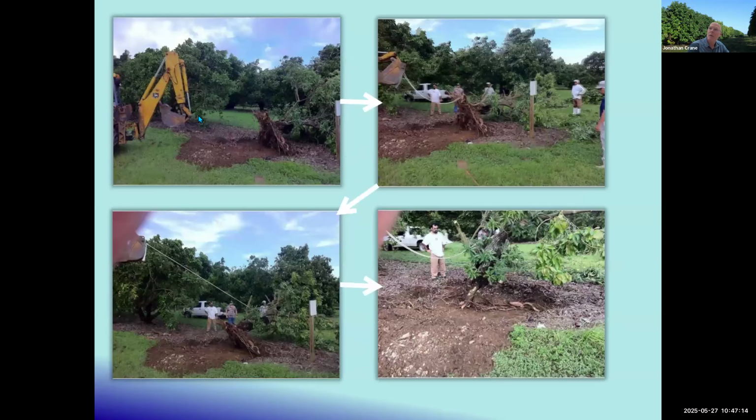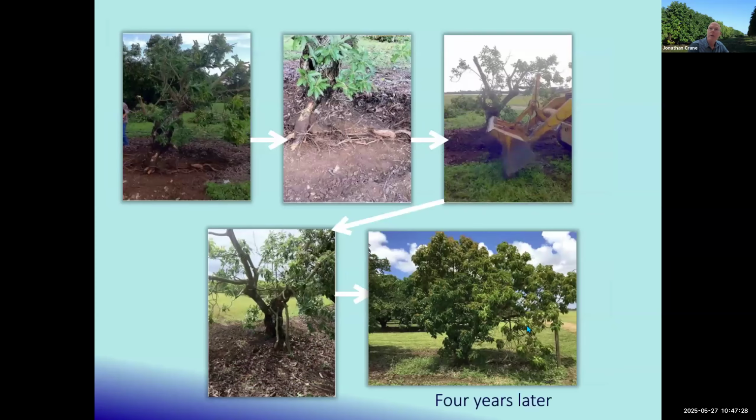Came in with a backhoe. We went ahead and cut most of the canopy off of the tree. And then this backhoe was used to pull the tree back up to standing, and then the soil was pushed back around the tree. Here it is here, standing.